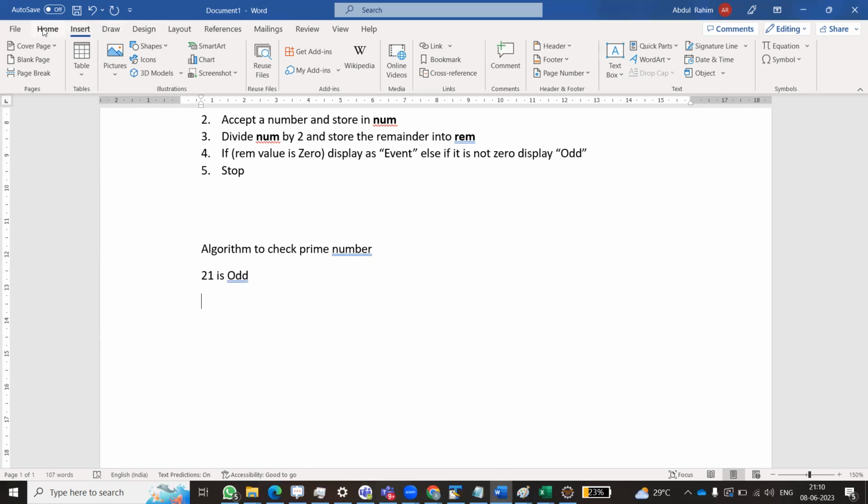3, 7. They are divided by itself or by 1. Okay, so let's take the example of 17. Is it a prime number? Yes, sir. Okay, why is it so? Because it cannot be divided by any other number where the remainder would be 0.